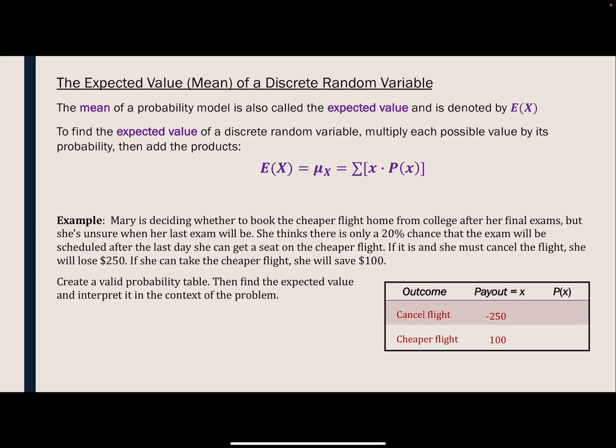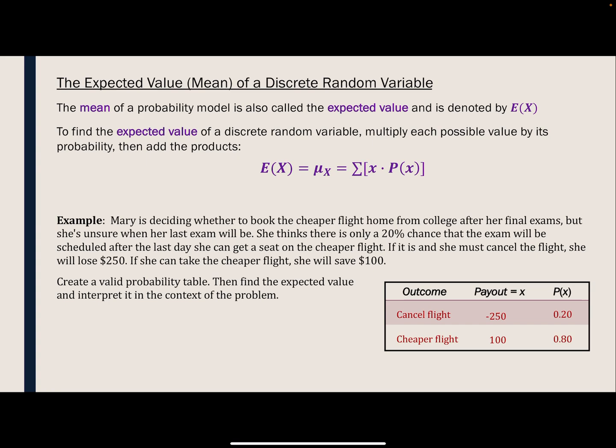The probability that she needs to cancel the flight, it says 20%. So we write that as 0.20. Remember that a probability table has to add up to 1. So if there's a 20% chance that she's going to cancel the flight, then there's an 80% chance that she's going to be able to keep the flight. So now we have a valid probability table and we want to find the expected value.